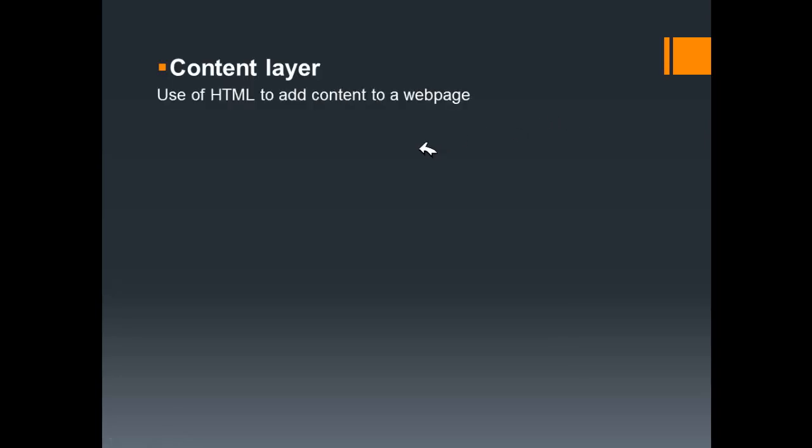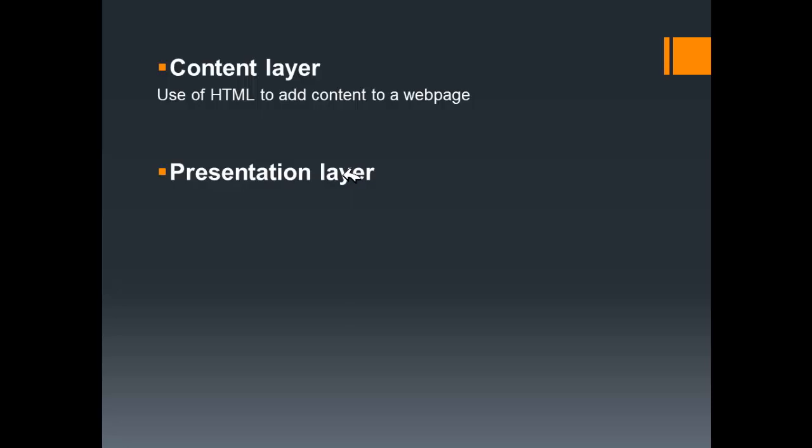We have the content layer. The content layer is developed by using HTML to add any particular content within a web page. For example, inserting of text, images, embedded objects, sound, movie clips, making tables. All these content that are added to a web page or a website in total is done through HTML, which is part of the content layer.